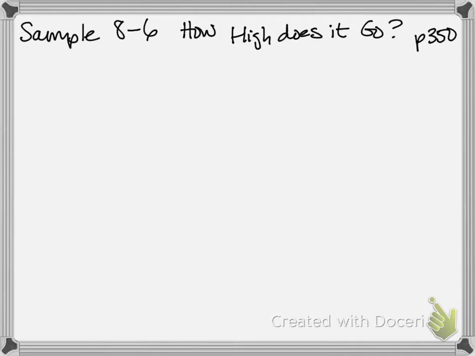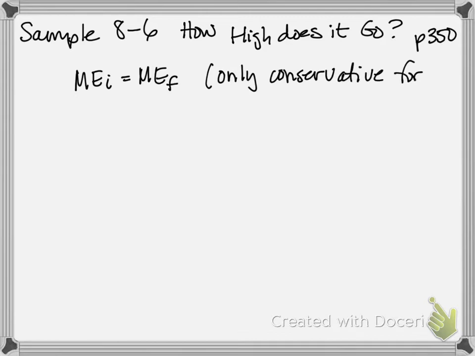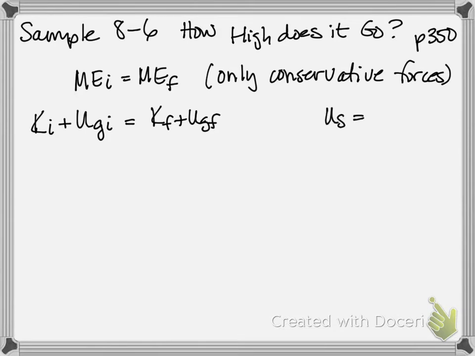Since we can ignore air resistance, our energy conservation statement is going to be that total mechanical energy is constant. Is it worth writing mechanical energy initial equals mechanical energy final? Maybe, because we've got only conservative forces. All right, so at least we're very clear what we're doing and why. So we have initial kinetic and gravitational potential energy equals final kinetic energy plus the final gravitational potential energy. There's no spring in this problem, so we don't need to indicate that.